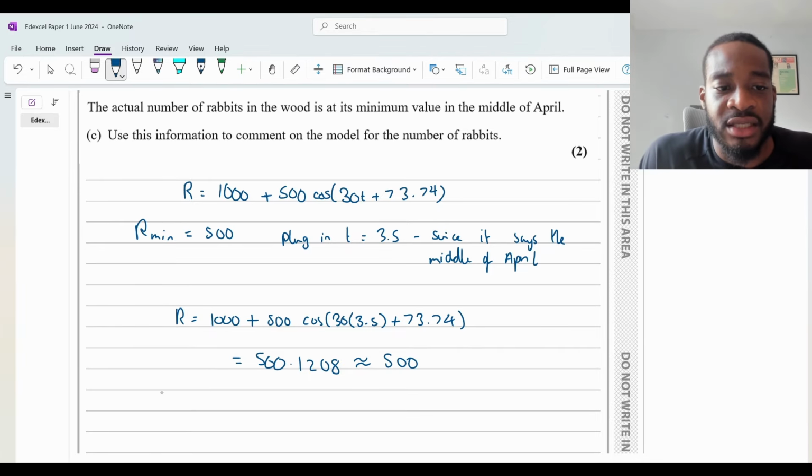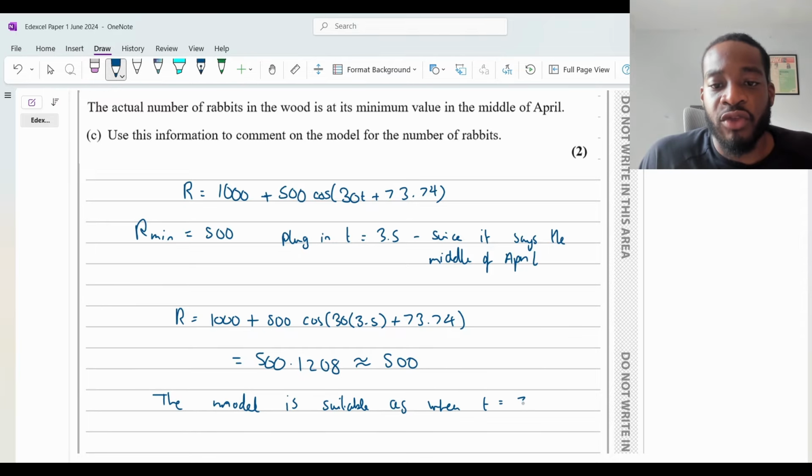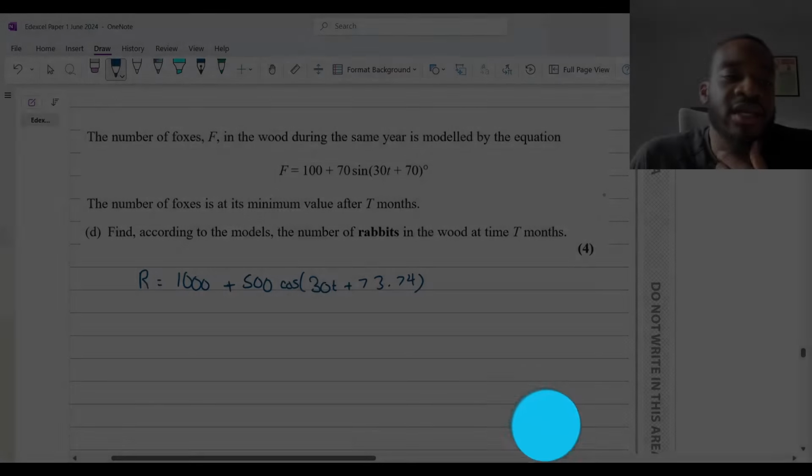So what we're going to say is the model is suitable since, or as I should say, as when t equals 3.5, R, the number of rabbits, is approximately 500, which is the minimum. And that is it for part C. Finished.